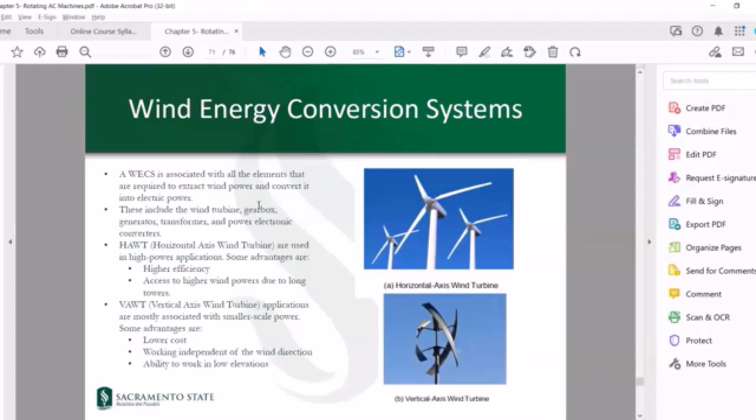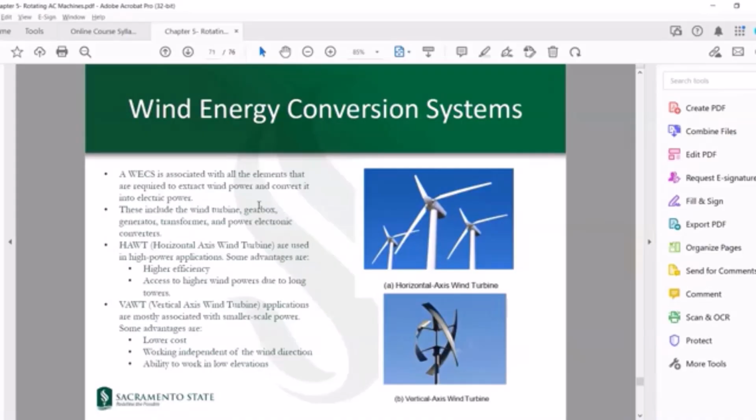This topic is on wind energy conversion systems. But the reason that I wanted you to learn more about this is because we're getting more and more integrated with renewable energy systems. So this is not a classical topic that you would see in the classical power system books. This is a newer topic. So I wanted you guys to become familiar with these new topics as well.